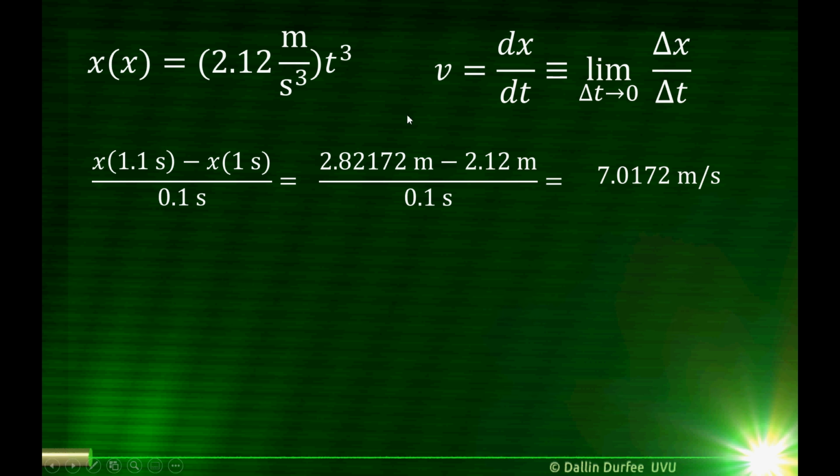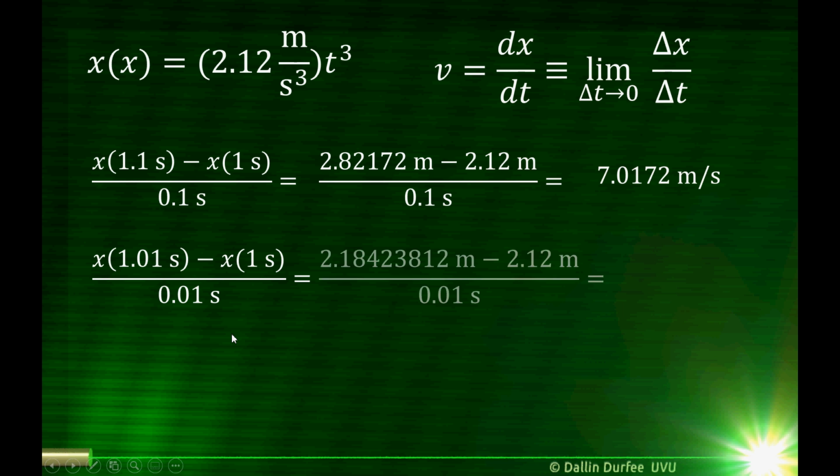But what if we make the time interval smaller? Let's go from 1 second to 1.01 seconds. So our time interval is just 0.01 seconds. When I do that, I plug these times into my equation. I get my values for x at those different times, take the difference, divide by the time change, and that's how fast I'm moving on average over that 0.01 seconds.